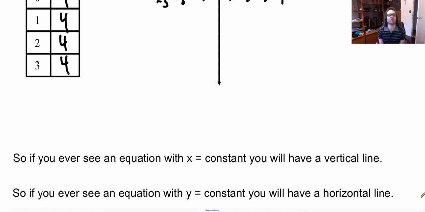A little rule of thumb. If you ever see an equation where x is equal to a constant, you'll have a vertical line. If you ever see an equation where y is equal to a constant, you have a horizontal line.